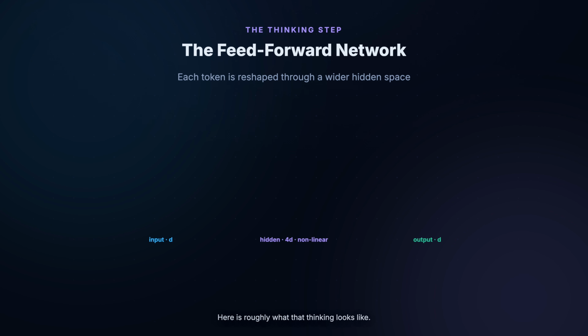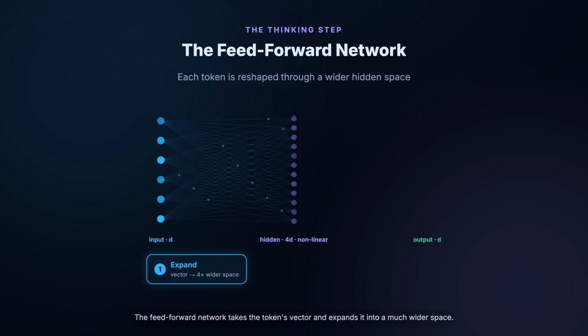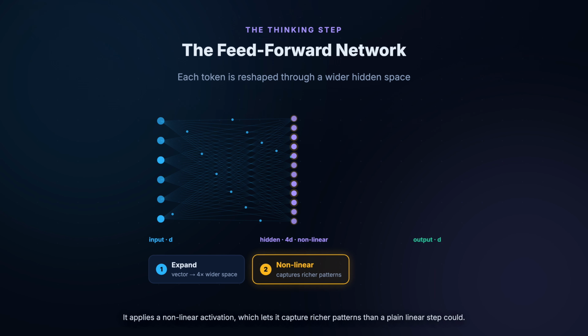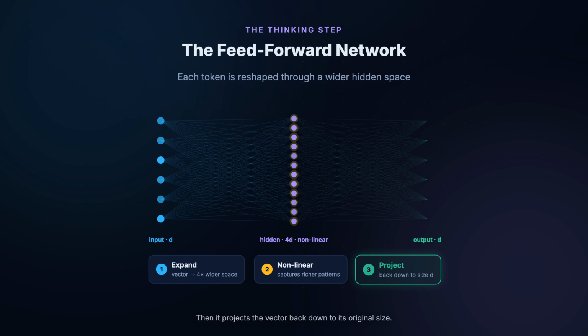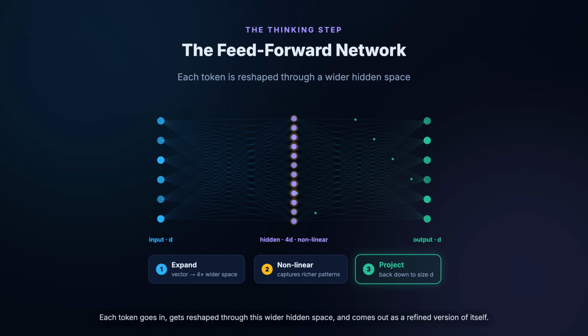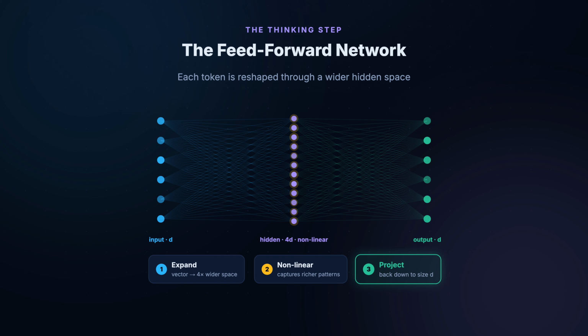Here is roughly what that thinking looks like. The feed-forward network takes the token's vector and expands it into a much wider space. It applies a non-linear activation, which lets it capture richer patterns than a plain linear step could. Then it projects the vector back down to its original size. Each token goes in, gets reshaped through this wider hidden space, and comes out as a refined version of itself.